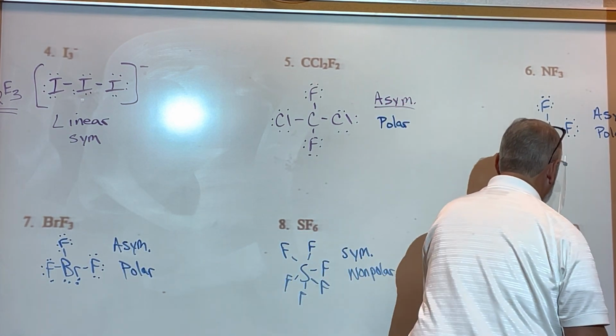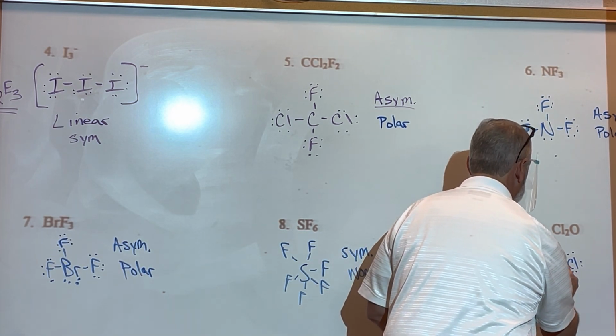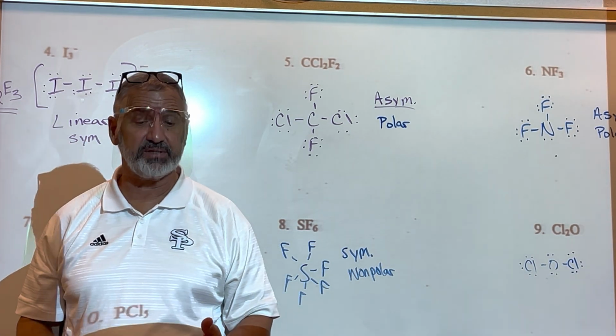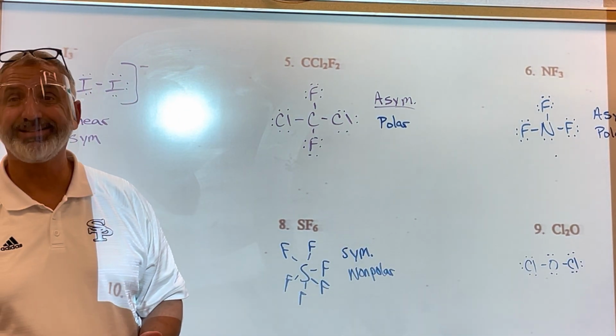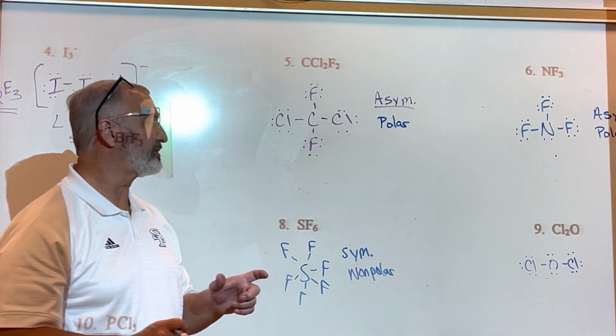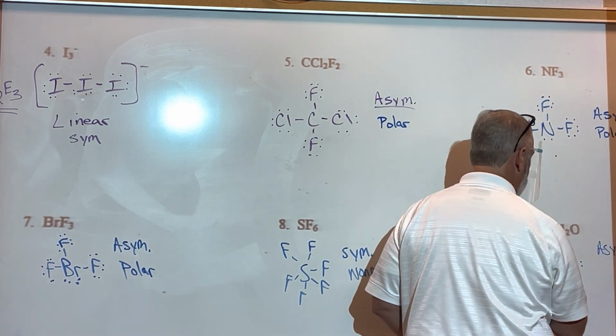Asymmetrical. Even if you drew it like this, we're going to say AX2E2. So what's the shape of AX2E2? Bent. It's not linear, it's bent. So it's not going to be symmetrical. It's going to be asymmetrical. It's got lone pair in it.